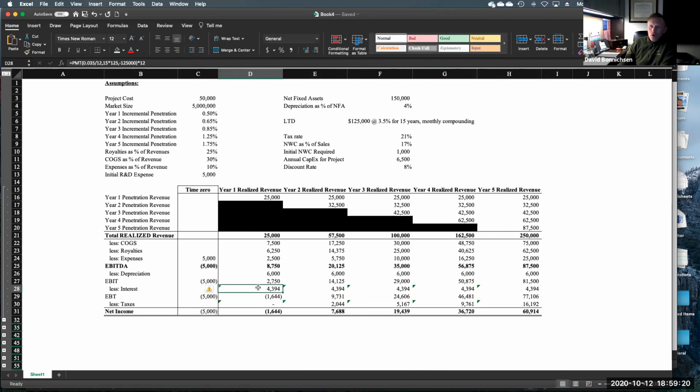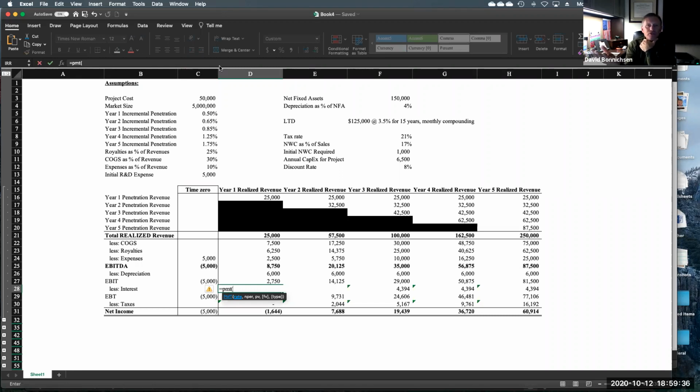Okay, so when we look at the equals PMT function, it tells us what we need. It asks us for our rate as the first variable. So let me just redo it here. Equals PMT. It asks us for our rate, and in the example, it tells us our rate is 3.5%. But it also tells us that it compounds monthly, so we have to account for that. So we divide by 12.